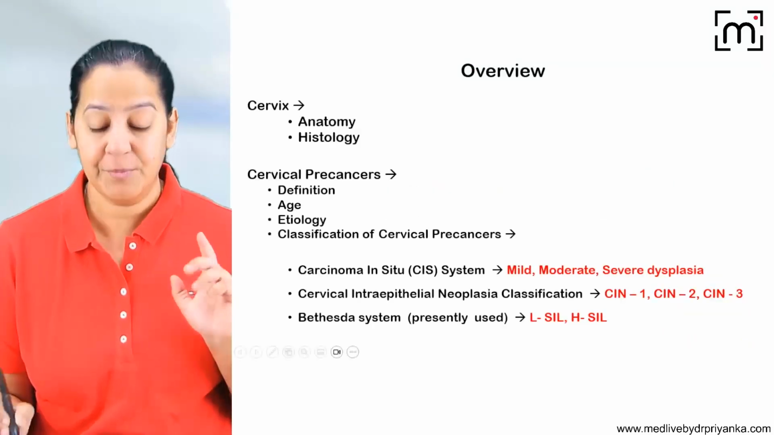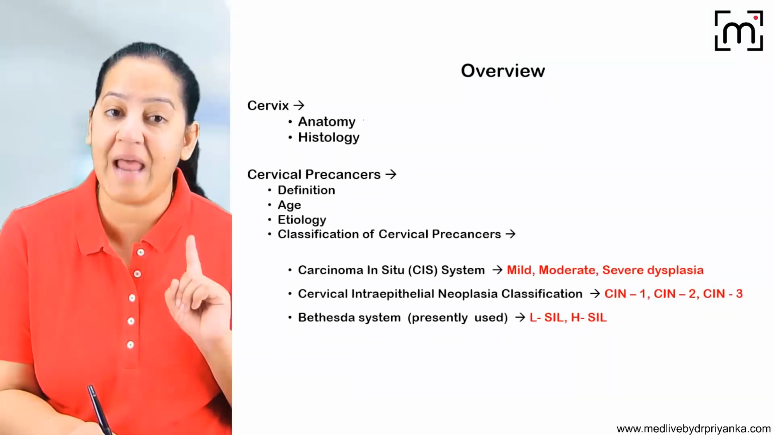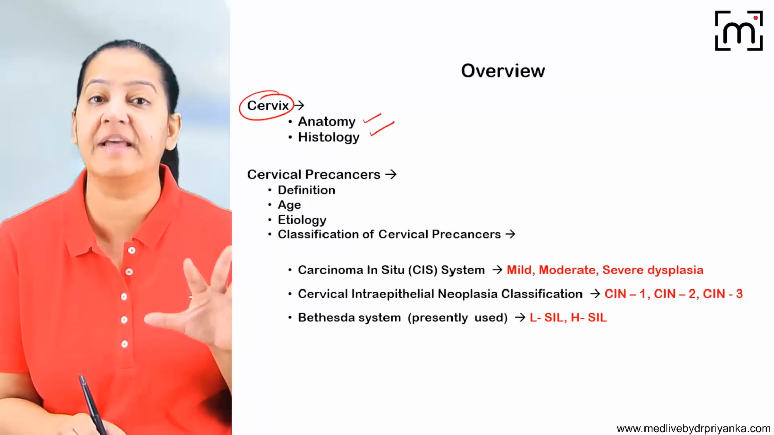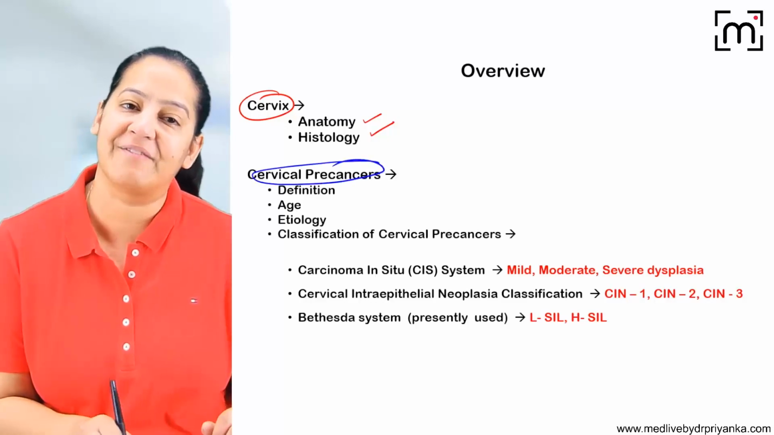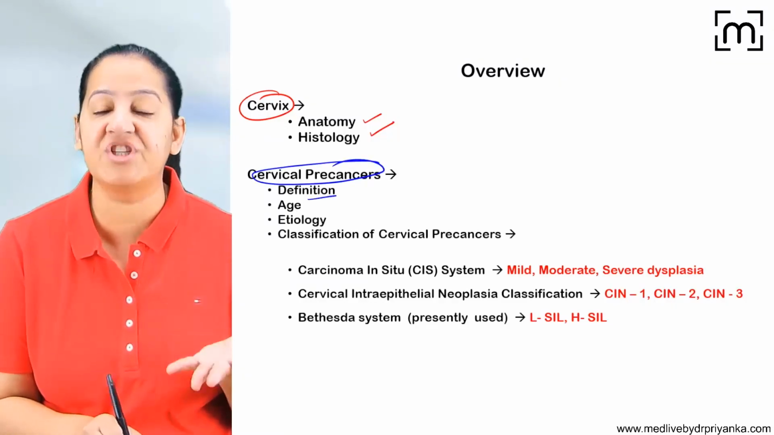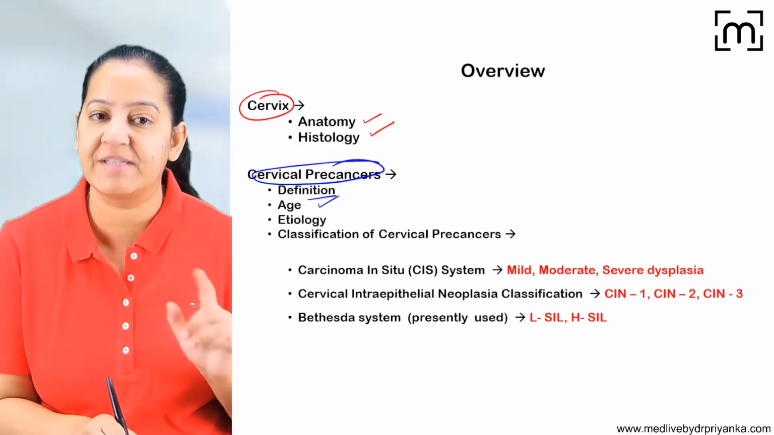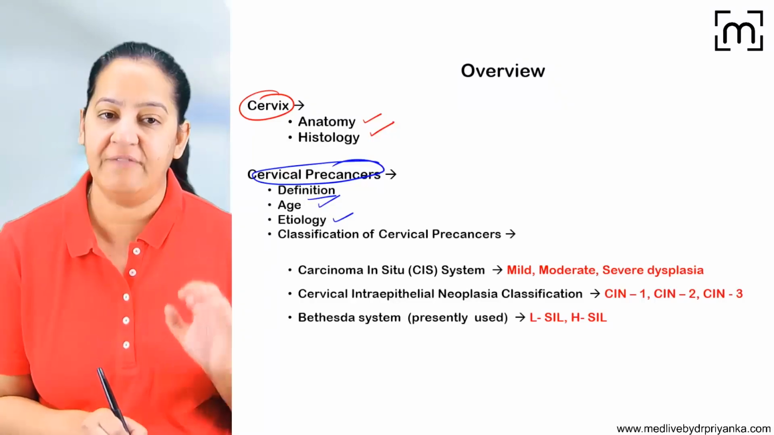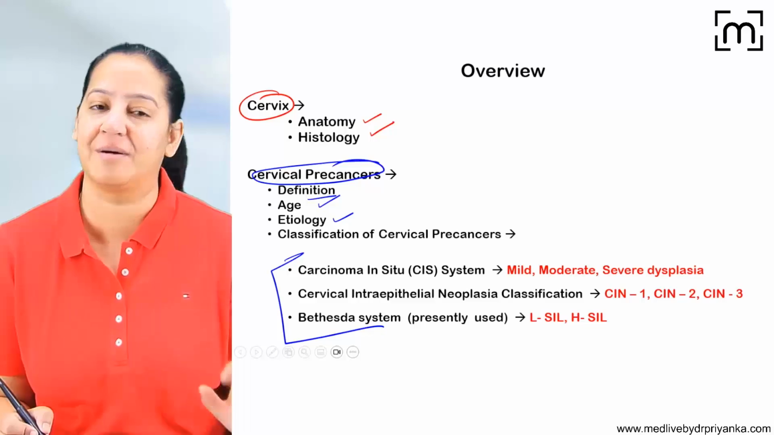Before understanding the cervical precancers, you must understand the normal anatomy and histology of the cervix. So we will start our session by studying the normal anatomy and histology of the cervix. After that, I will come to the topic of cervical precancers. In the cervical precancers, first I will let you know the definition. What do you mean by cervical precancers? Then I will let you know the most common age of presentation, then the etiology and the risk factors for these cervical precancers. Then we will see the three important classification systems on which questions frequently come in your exam.